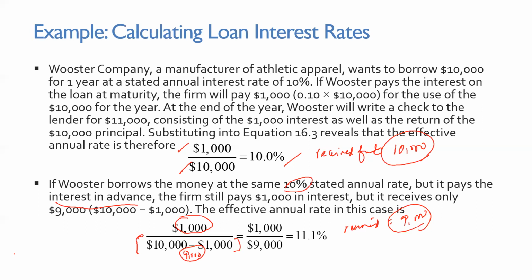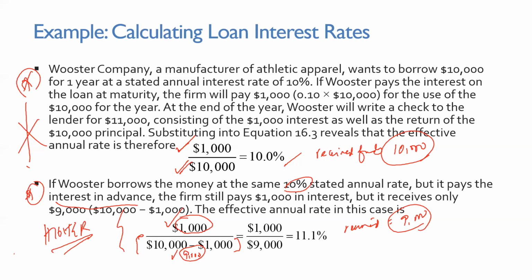So therefore, yung interest rates ng first example saka ng second example are not the same. Because in the first example, you paid interest of $1,000, you received funds of $10,000. Pero ito, you paid the same amount of interest, but you only received 9,000. So obviously, you should have a higher interest rate. Okay. Now, we compute.